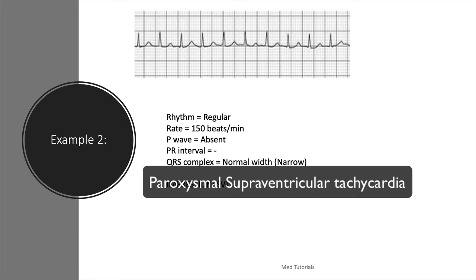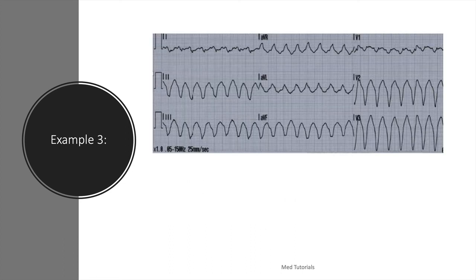Here the heart rate is 150 beats per minute, so that gives us a clue as to why it's not a junctional tachycardia, because I said a rate more than 130 goes more in favor of PSVT rather than a junctional tachycardia. So example 3, why don't you pause and try this out.